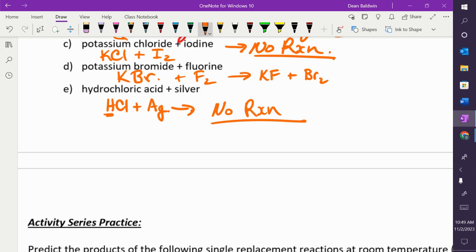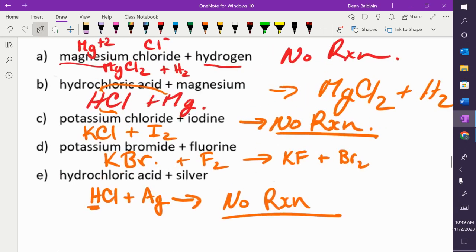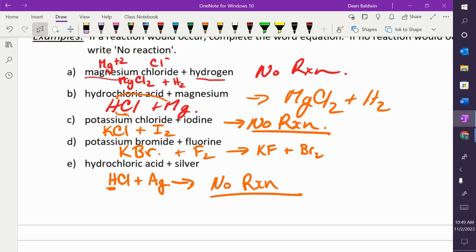Is that okay? All you do is you look to see what's replacing what. Whatever's higher on the table, if the element by itself is higher than the corresponding element, whether it's metal or non-metal, in the compound, it will replace it. If it's lower, it does not happen. The reaction doesn't happen. Okay?